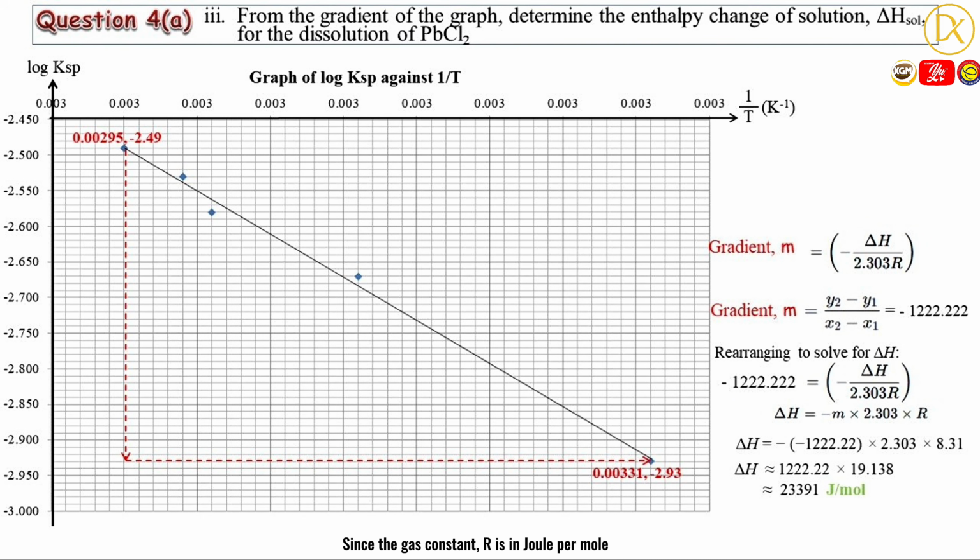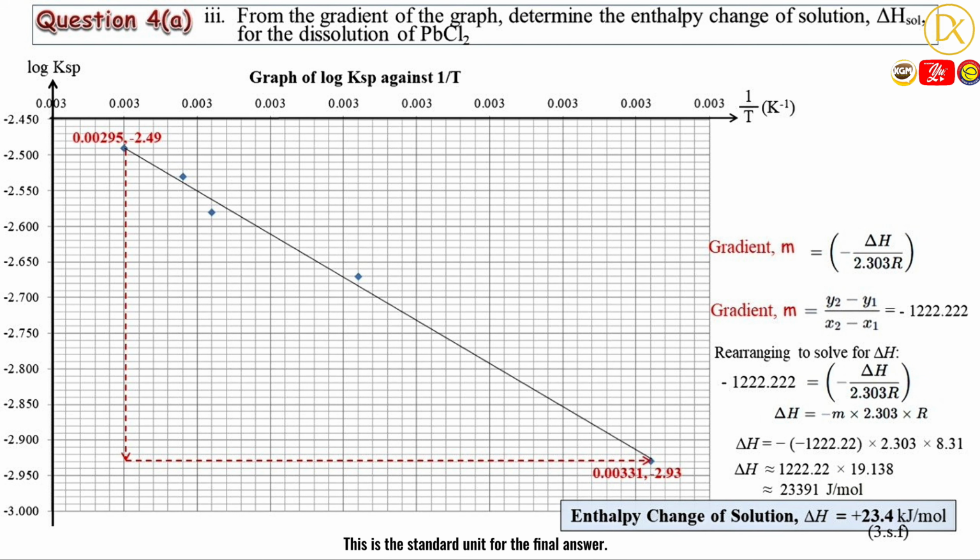Since the gas constant R is in joule per mole per Kelvin, the unit of enthalpy change is joule per mole. So don't forget to convert it into kilojoule per mole. This is the standard unit for the final answer.